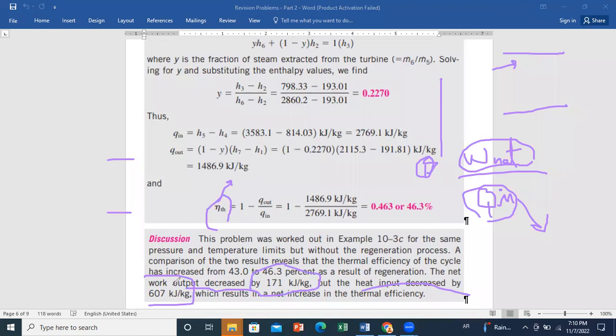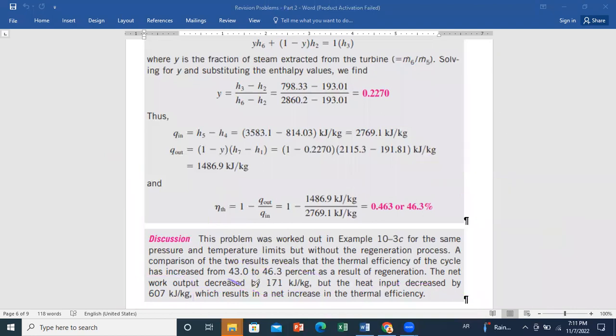So overall, Qn will decrease much more than W net. And overall, if you calculate the efficiency, you will increase your efficiency from 43% for a normal Rankine cycle to 46.3% for the regenerative Rankine cycle. Okay, so we can see here the importance of using the feed water heater.